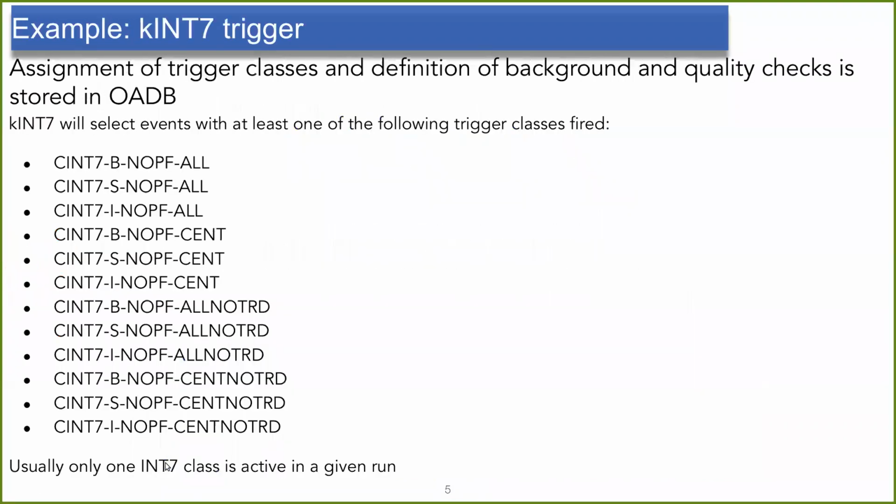Now, what is our kINT7 trigger made of? The kINT7 trigger is made of several kinds of trigger classes. With the kINT7 trigger, we select events in which at least one of the following trigger classes fired. And usually this kINT7 trigger class is active in a given run. For example, in a given run, you always have the same trigger. So that is the basic idea about the kINT7 trigger.